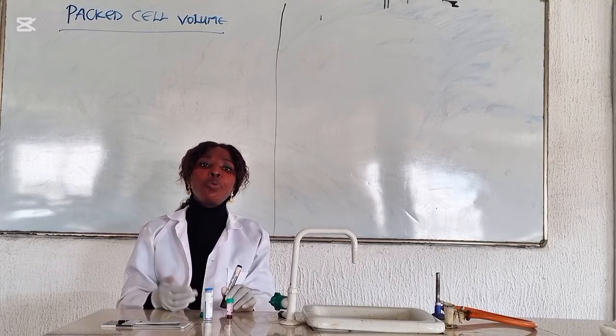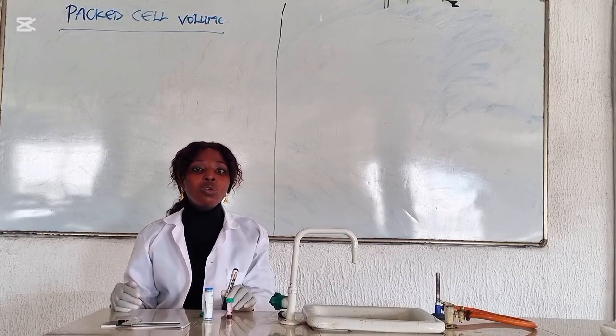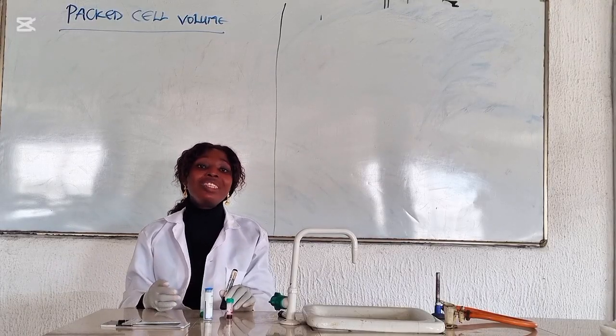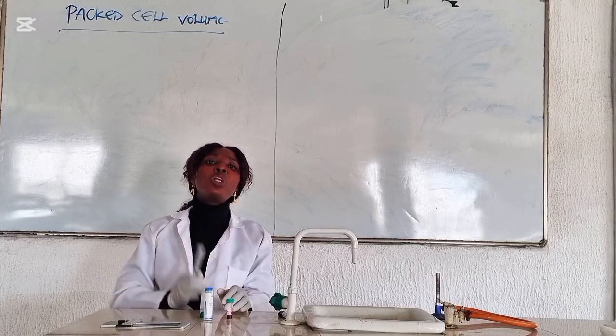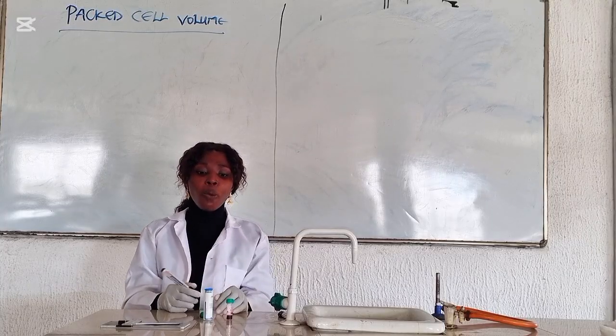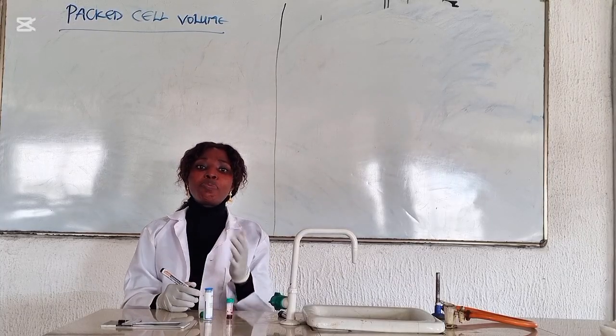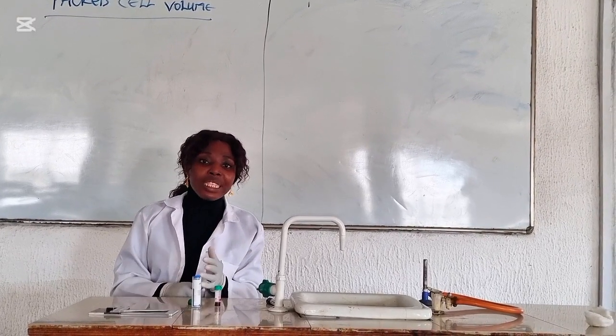We want to know, because it is dangerous for your blood to go below the normal range. It can kill a person. So it's important. This test is one of the most important tests in the hematology department. In packed cell volume, we read the result in percentage or liter per liter.